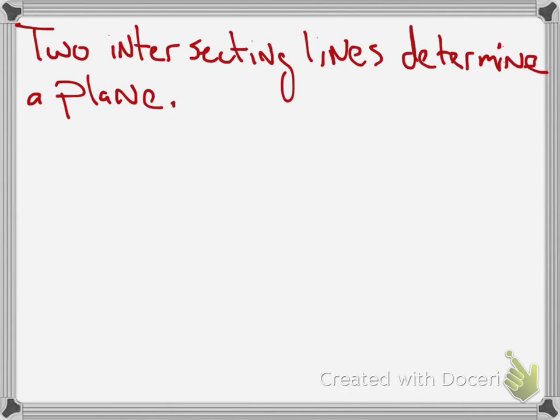All right, let's do one more. 2 intersecting lines determine a plane. Okay, so if 2 lines intersect, they have to determine a plane.